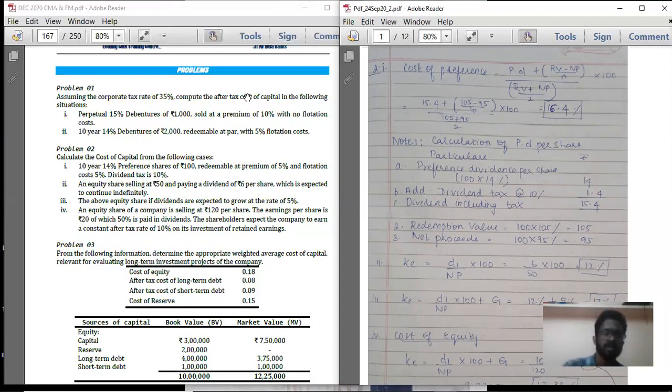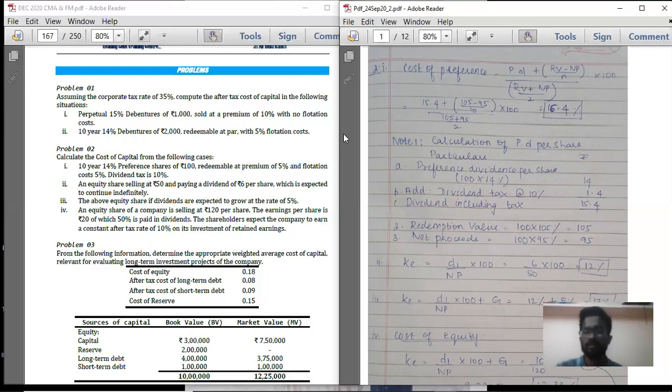So here, what is the preference dividend? 14% preference on 100 rupees per share. So 100 rupees per share into 14%, you are getting 14 rupees. Whereas dividend tax is 10% on that, which is to be paid by the company. So 14 into 10%, you are getting 1.4. So total dividend payout is 14 plus 1.4, you are getting 15.4. That is the cost of preference dividend which you are paying, 15.4.